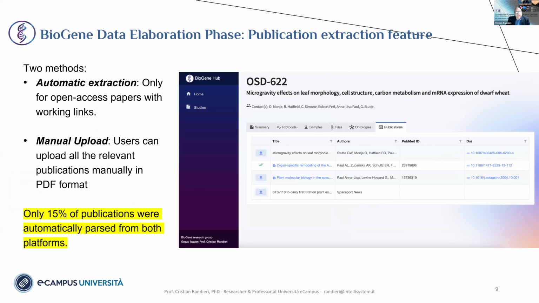The second is the publication extraction feature. It is composed essentially of 2 methods. One is the automatic extraction, which is valid only for open access papers with working links. And the second is manual upload, which lets users upload all the relevant publications manually in PDF format. We will see later that only about 15% of publications were automatically parsed from both platforms.